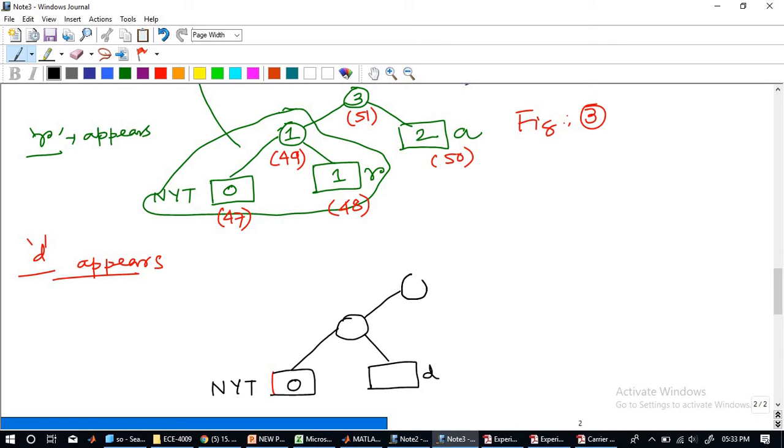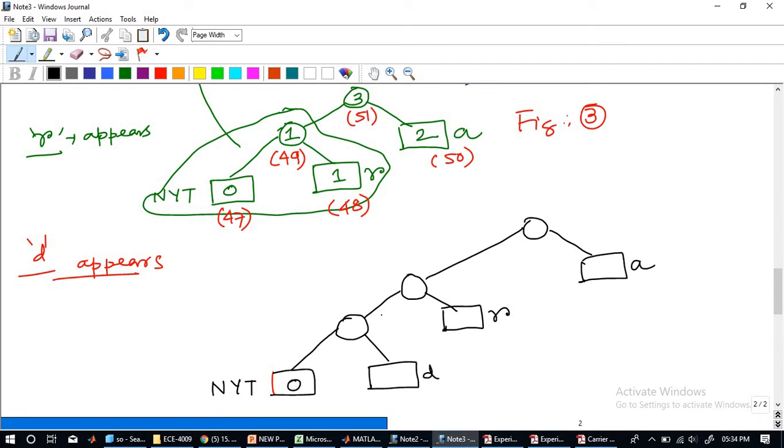This will be a circle. This will be a square R. This will be another circle. This will be E. That's correct. Can you imagine the scenario? What I did is just break down this NYT into two nodes. Those two nodes are here: this is the new NYT and the new entry D. Is it fine? Just confirm for me.